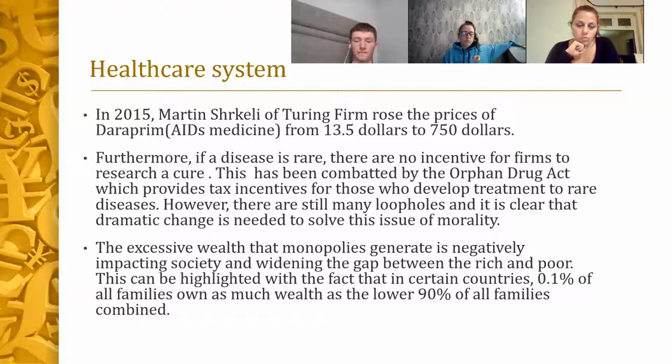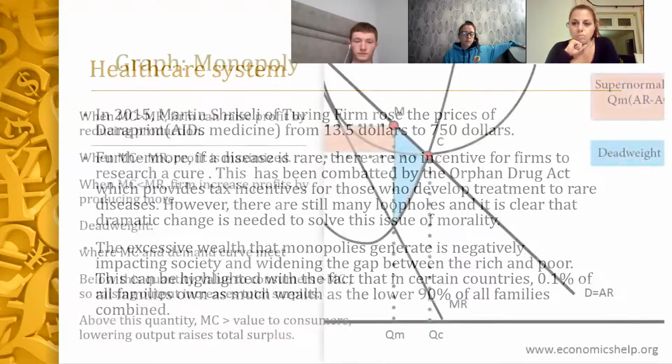this issue of immorality. And finally, the excess wealth that monopolies generate is creating a greater dichotomy between rich and poor. And this is highlighted by the fact that 0.1% of all families in certain countries own as much wealth as the lower 90% of all families combined.